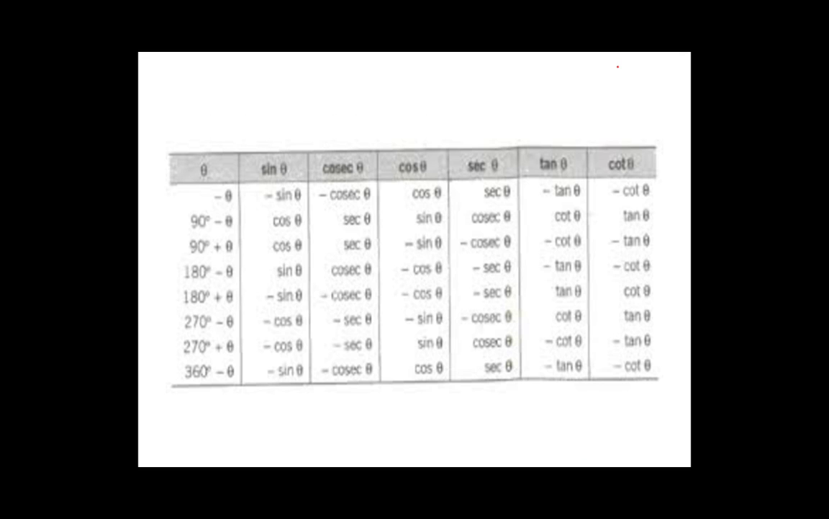So with this I am concluding this video. I hope the basic part of trigonometry is clear. The whole chapter of trigonometry is based on allied and compound angle. So allied and compound angle should be very clear to you. So please refer to this video.